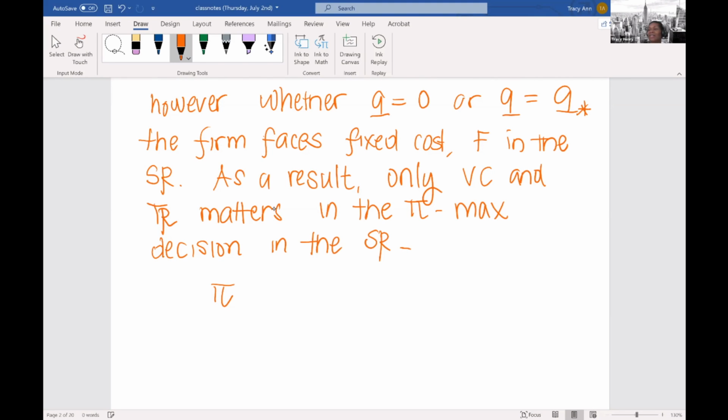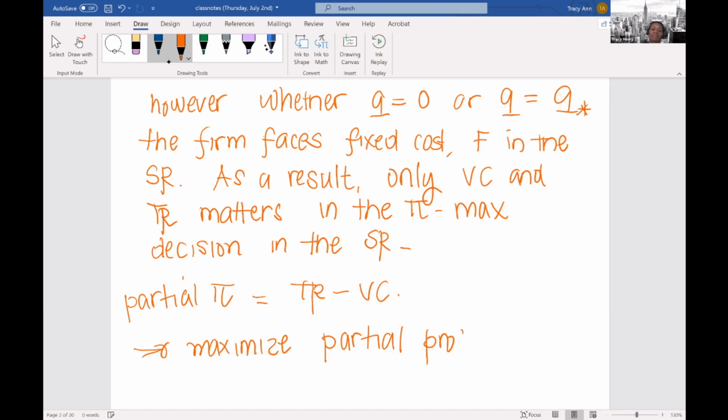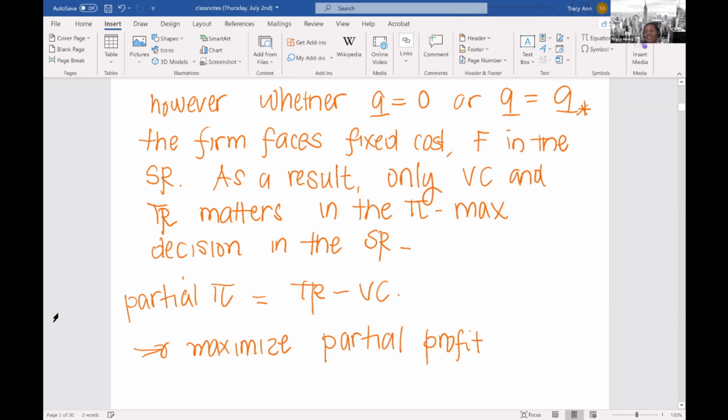So here, you're basically caring about your partial profit, if you will. Let me just call it partial profit. You care about your partial profit and the relationship with it. And this partial profit is total revenue minus variable cost. The firm seeks to maximize your partial profit. So you find the Q.